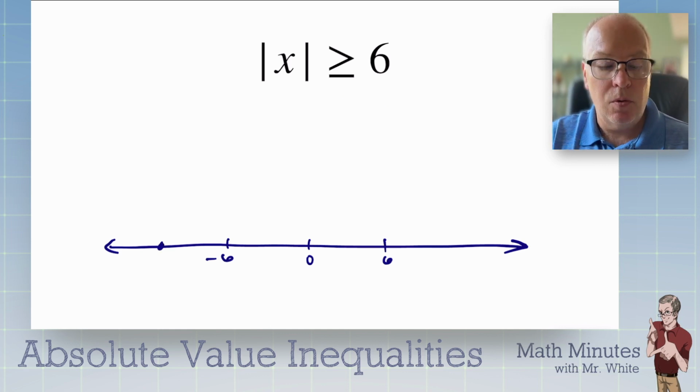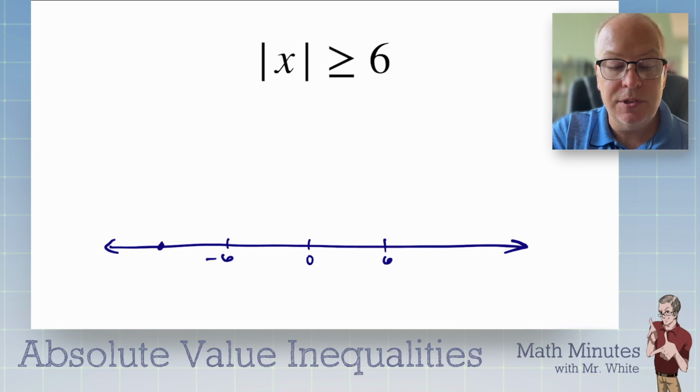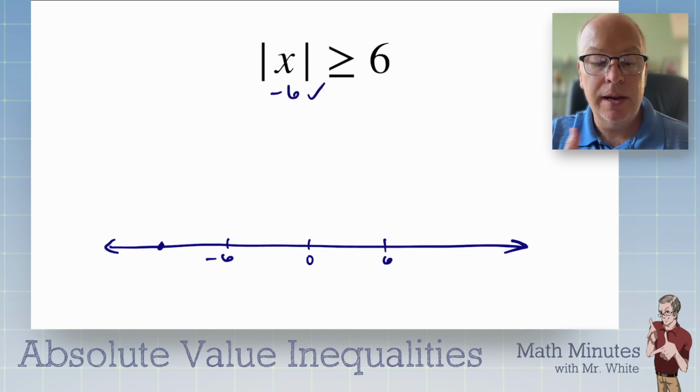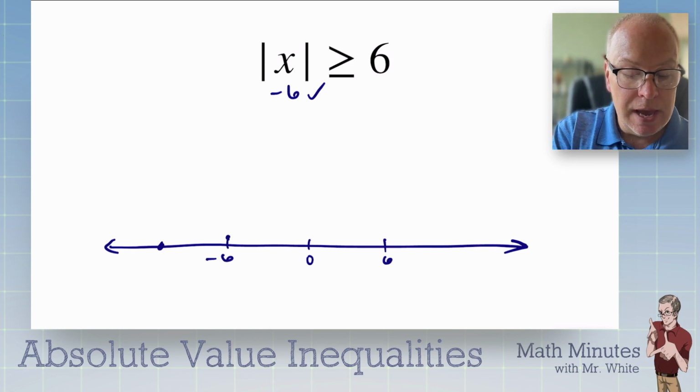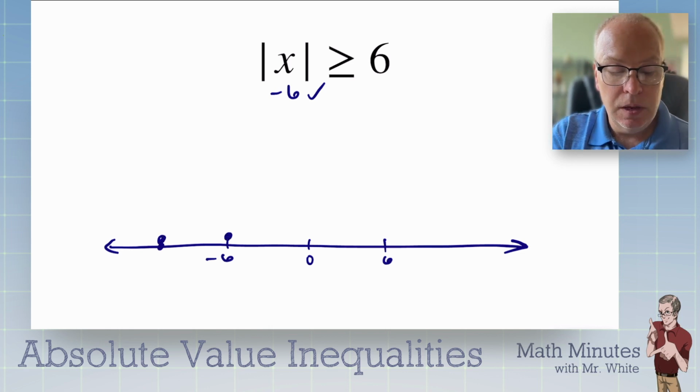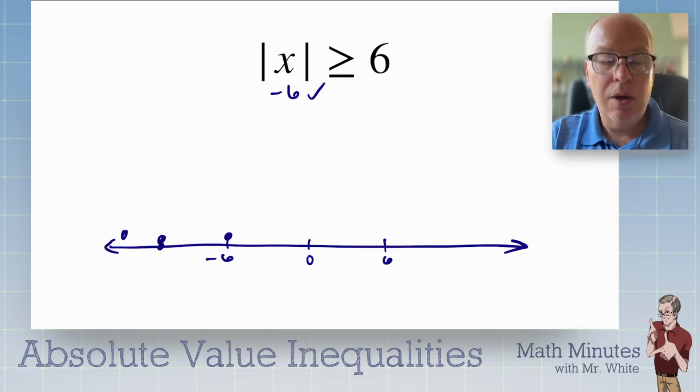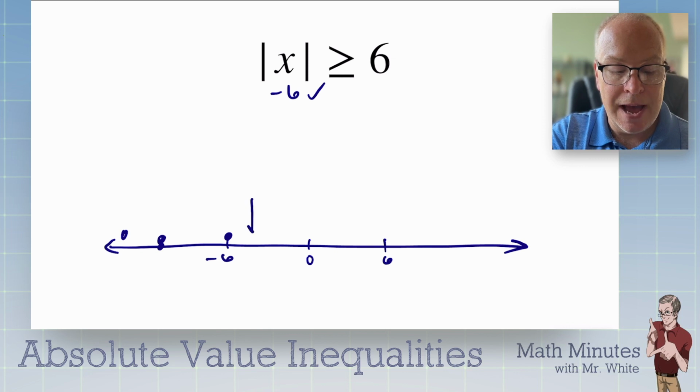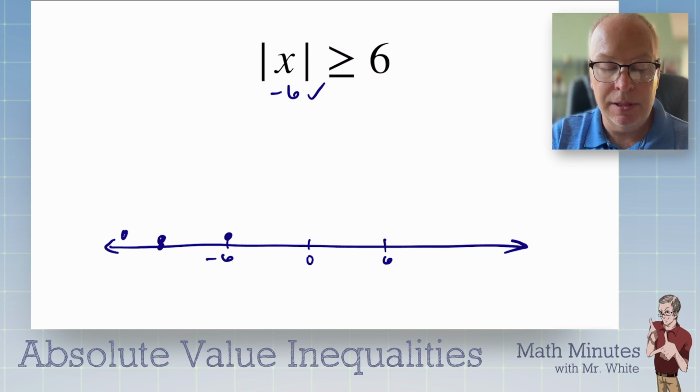So we're keeping track of where the solutions are. What about -6? Yeah, that works too, right? It's equal to 6. So we have another solution here. What about -10? Yes. Okay, what about -5? No. -5 doesn't work, so I'm not going to put a dot there. Okay, I'm going to leave it blank.